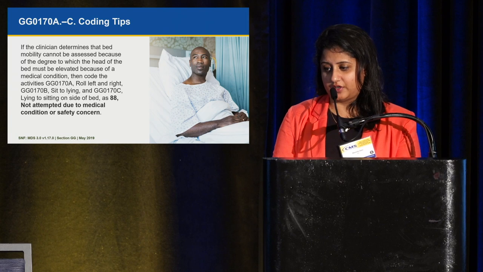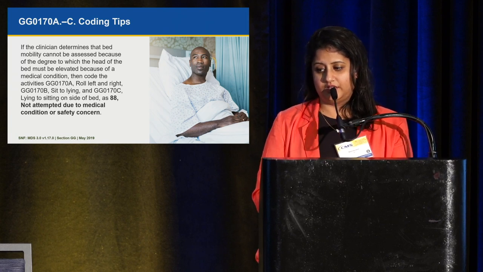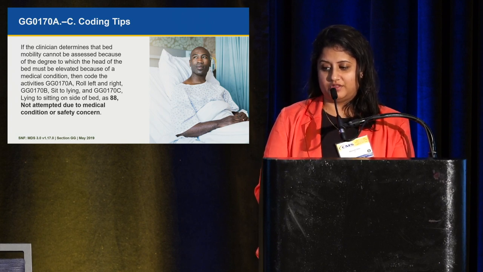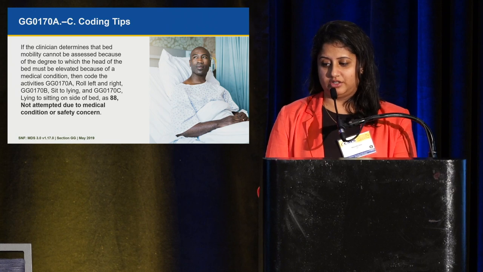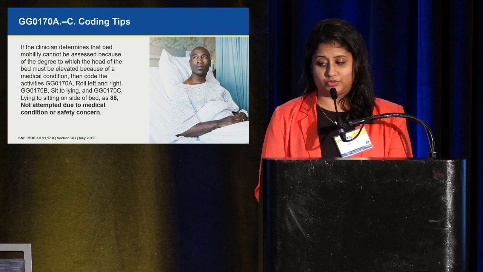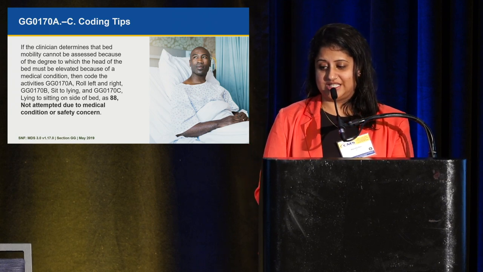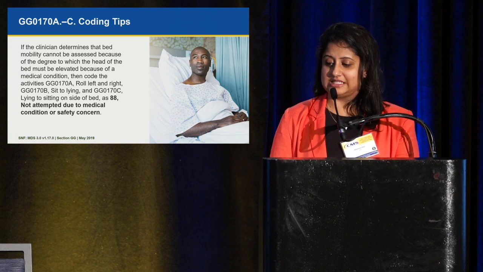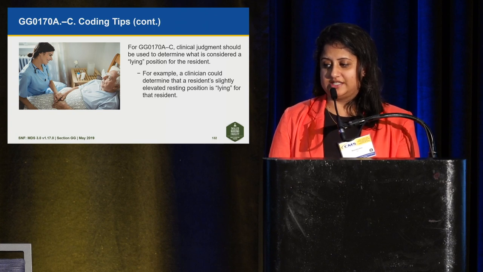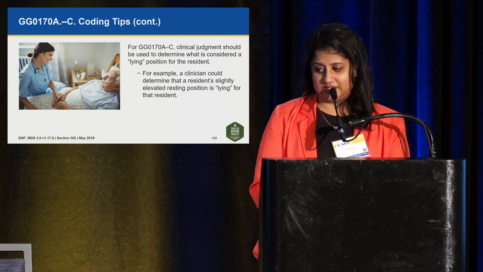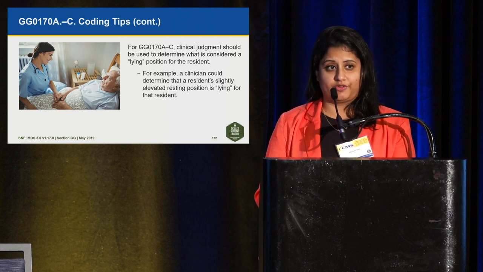So we have some coding tips for items GG0170A through C. If the clinician determines that bed mobility cannot be assessed because of the degree to which the head of the bed must be elevated because of a medical condition, then code the activities GG0170A, roll left and right, GG0170B, sit to lying, and GG0170C, lying to sitting on side of the bed as 88, not attempted due to medical condition or safety concern. For GG0170A through C, clinical judgment should be used to determine what is considered a lying position for the resident. For example, a clinician could determine that a resident's slightly elevated resting position is lying for that particular resident.